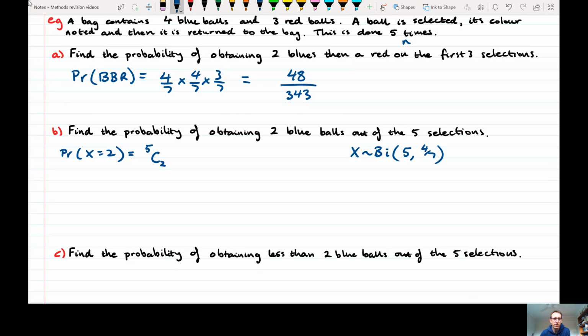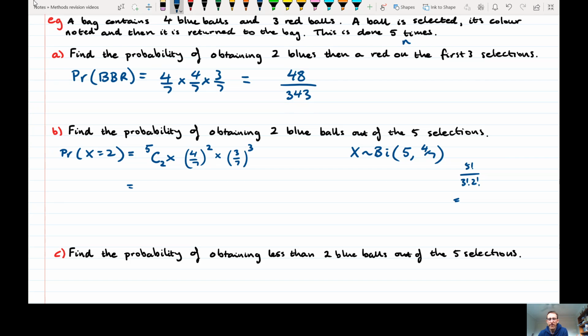So here we go. n is 5, choose 2. 5 trials, choose 2 of them to be successes, times 4 over 7 squared, times 3 over 7 to the power of, well, 2 successes, therefore 3 failures. 5 choose 2, over here we can calculate it as that.